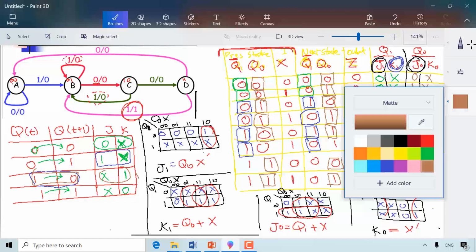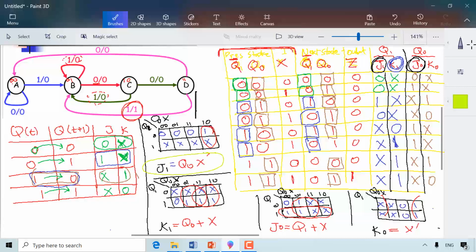So now notice I built the K maps for all these inputs to minimize J1, K1, and J0, K0. We still have to have the equation for Z, but Z obviously is only one in one place when Q1, Q0, and X are all ones. Okay, so now what do we need to do? The final step that we need to do is to draw the circuit.